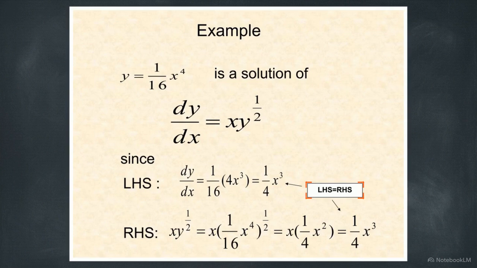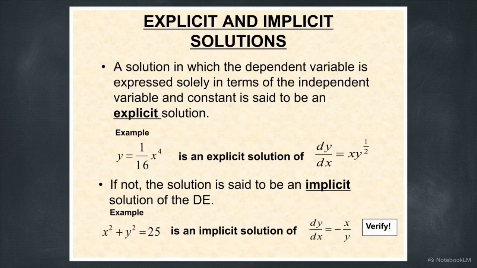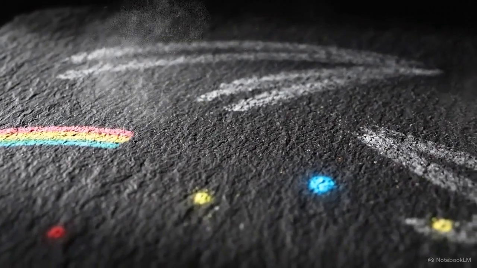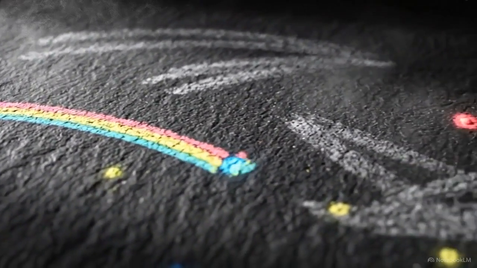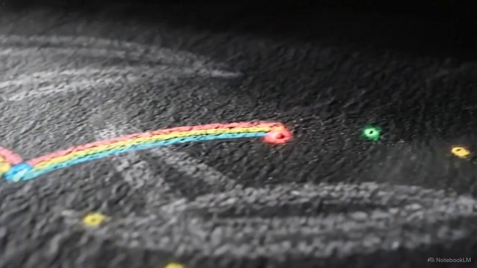Solutions come in two forms. This shows an explicit solution, where the target variable is neatly isolated on one side. Below it is an implicit solution, where the dependent and independent variables remain grouped together in the formula. Solving a differential equation is the process of proving that a specific functional relationship flawlessly satisfies the observed rules of change.